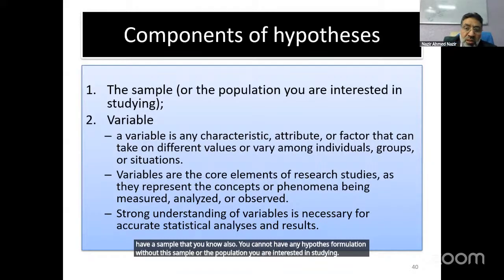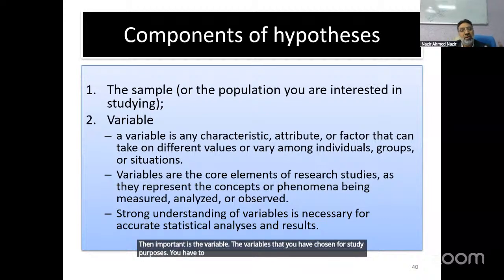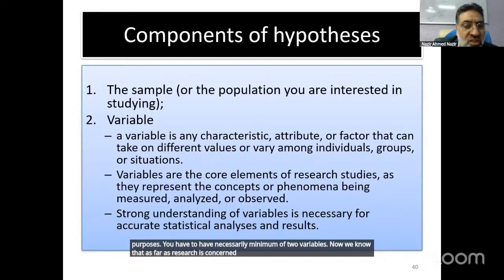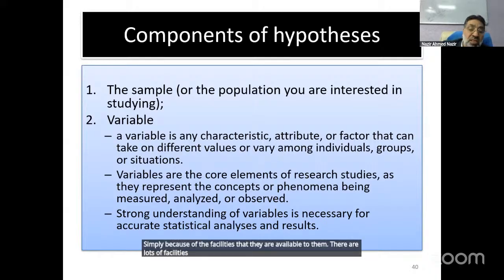Then important is the variable, the variables that you've chosen for study purposes. You necessarily have to have a minimum of 2 variables. Now we know that as far as research scholars are concerned, they can afford to have more than 4 or 5 variables for a study, simply because of the facilities available to them. There are lots of facilities available, especially if they are JRFs.